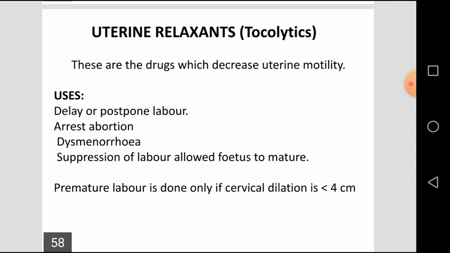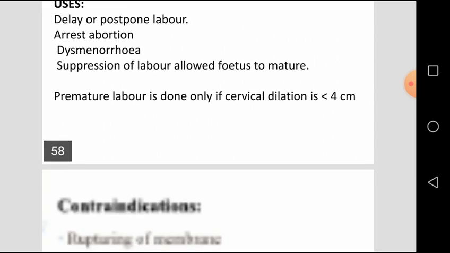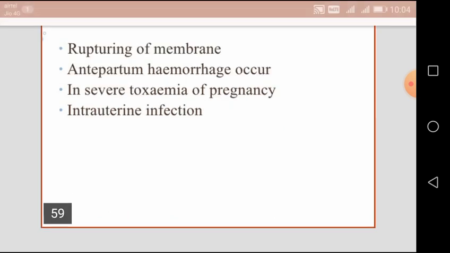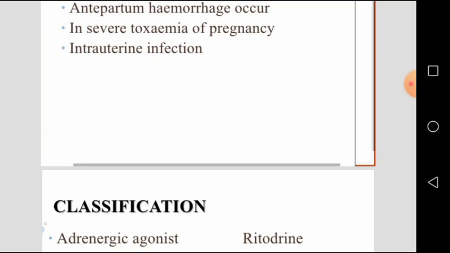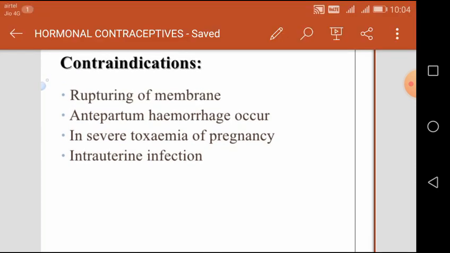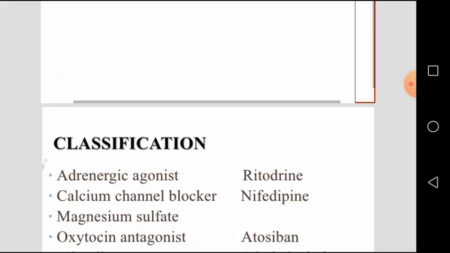Then premature labor is done only if cervical dilatation is around 4 centimeters. Then contraindications. These contraindications include rupturing of membranes and antepartum hemorrhage. During antepartum hemorrhage, this should not be given. In severe toxemia of pregnancy, again this is not to be given, and intrauterine infections also.